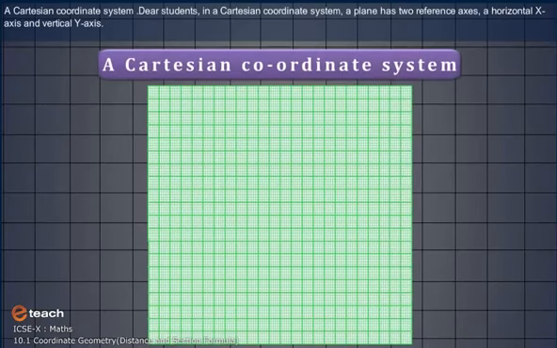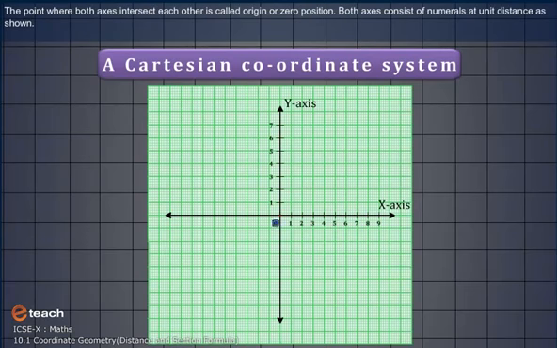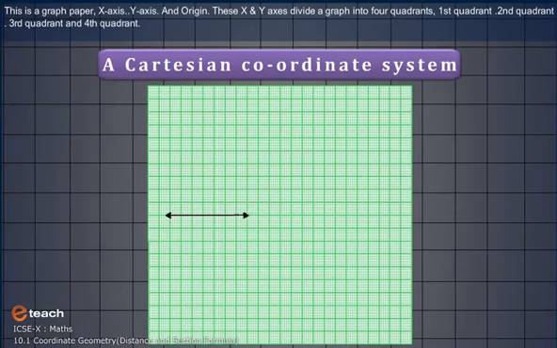Cartesian coordinate system. My dear students, in a Cartesian coordinate system, a plane has two reference axes, a horizontal x-axis and vertical y-axis. The point where both the axes intersect each other is called origin or zero position. Both the axes consist of numerals at unit distance as shown. This is a graph paper. X-axis, y-axis and the origin.